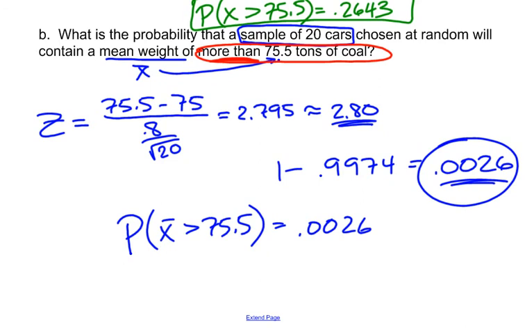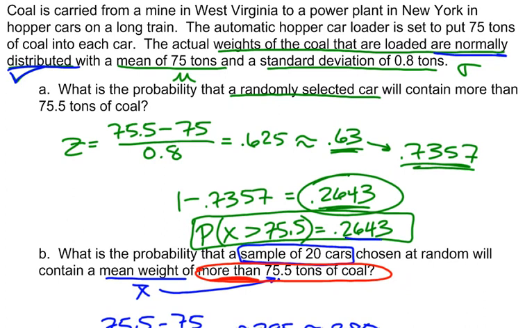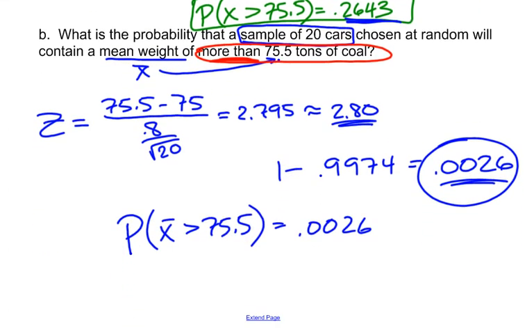So if we compare the two, while looking at one car, we can see that one car might encounter a weight that much about 26% of the time. So it's not terribly uncommon in this problem to see one car weighing more than 75.5. But when we take a sample of 20, the probability of that whole sample having a mean of 75.5 or more would be really low. So that's 0.0026, meaning 0.26%. So that's a really low probability.